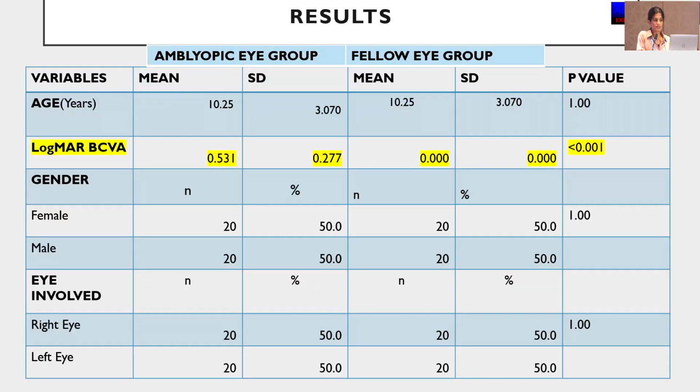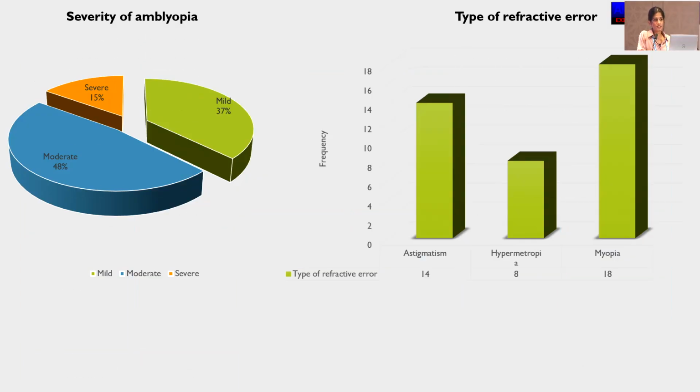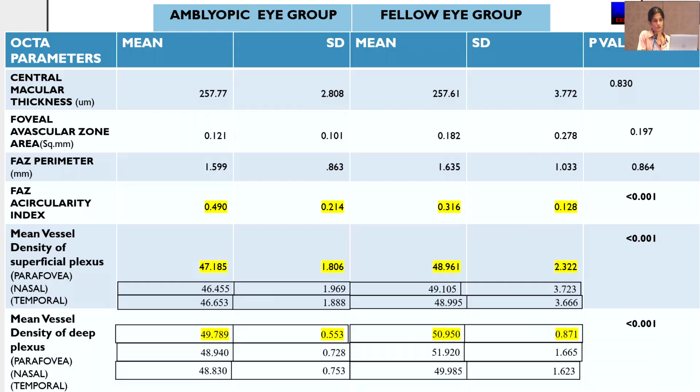Coming to my results. So we found there is a significant difference in the logMAR BCVA, whereas there was an equal representation of female and male gender and equal involvement of right and left eye. And in our study, the severity, we had more of moderate amblyopes followed by mild and followed by severe. And type of refractive error, we had more of myopes, astigmatic and then hypermetropes.